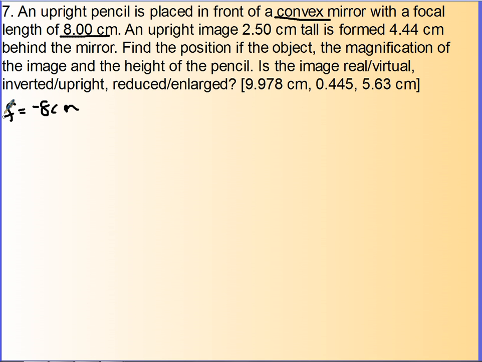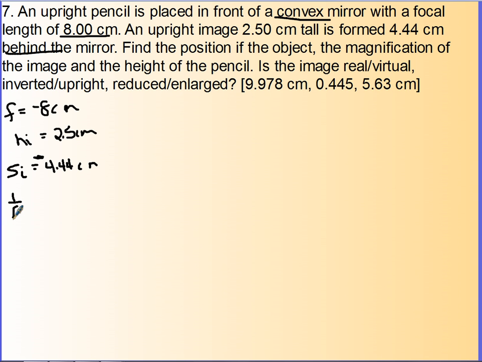An upright image, HI, 2.5 centimeters tall, is formed 4.44 centimeters behind the mirror. The image distance is 4.44 centimeters, and it's behind the mirror. Well, there's no light really behind the mirror, is there? So it's a virtual image. Find the position of the object, etc.